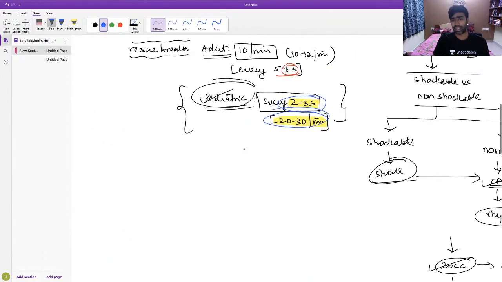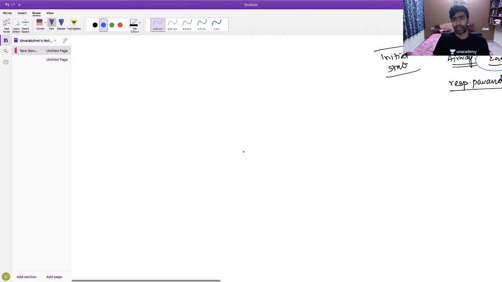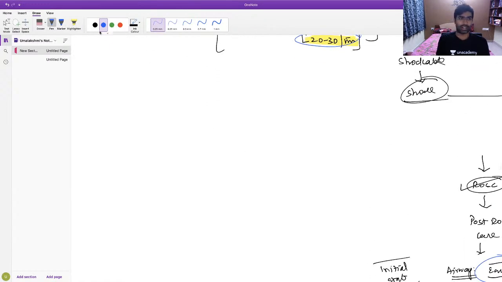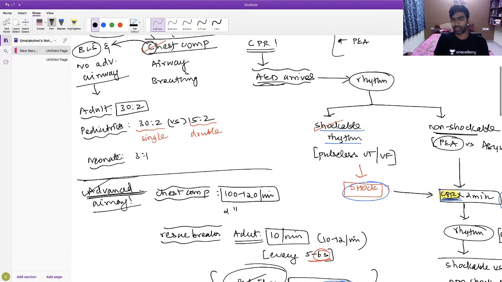And one more thing that they have mentioned as far as defibrillation is concerned: there is something called double sequential defibrillation. So what do you mean by double sequential defibrillation? It is like delivering 2 shocks simultaneously, or at least near simultaneously. That's what we refer to as double sequential defibrillation.